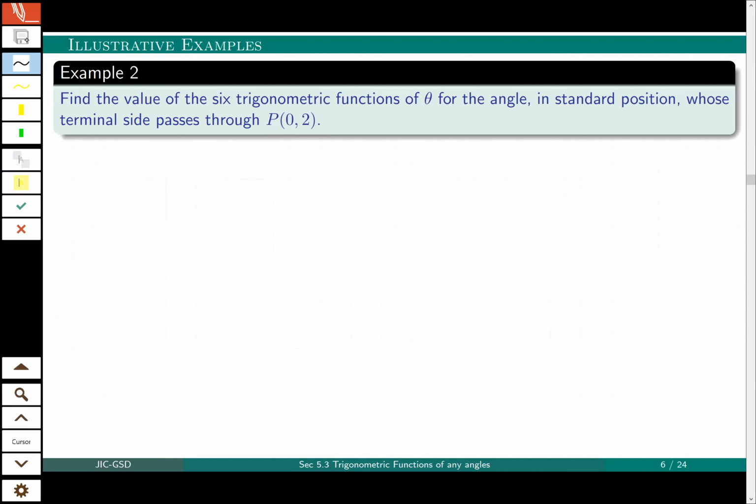Now, here is another question. He said find the values of the 6 trigonometric functions if we have the terminal side passing through the point (0, 2). If we graph this one, this is the xy coordinate system. I have the point (0, 2). That's the point (0, 2). So basically our terminal side is here. So our angle is actually what? It's 90 degrees.